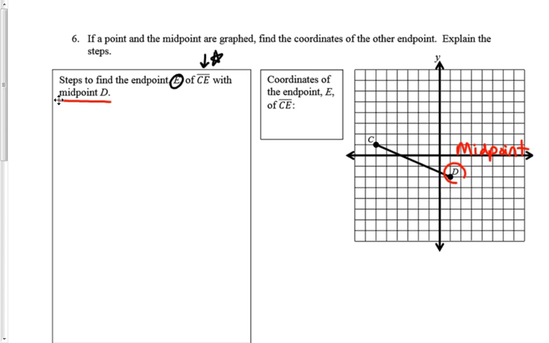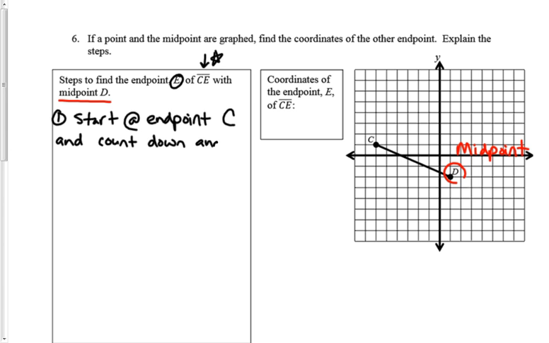And what we're going to do is use the same counting technique that we did when we found the midpoint. So the first step is that we start at the endpoint. In this case, our endpoint that we were given graphically was C. And from here, we're going to count down and over until we get to the middle. And again, the midpoint in this case is D.